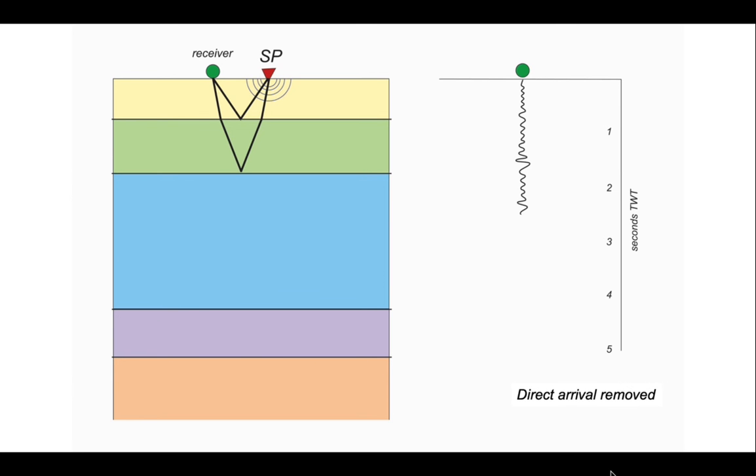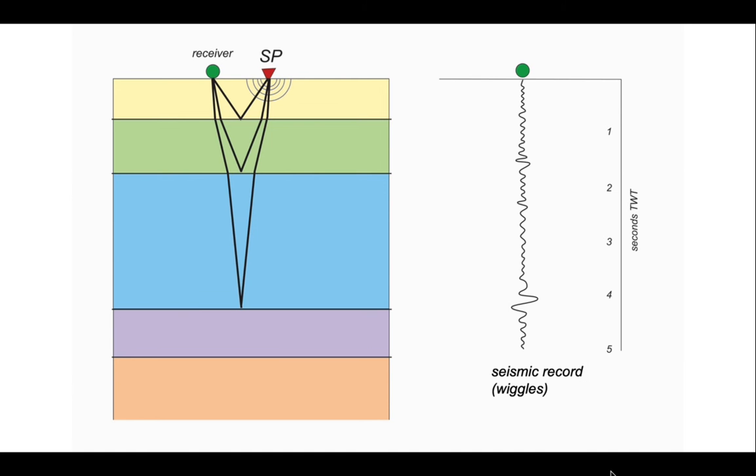As we keep going on in the record at the receiver, a bit later we receive another reflection on the diagram that's coming from the interface between the green and the blue packages of strata. And then another reflection somewhat later, about 4 seconds into our record, which has come from the interface between the blue and the mauve units. And then the record continues, presumably recording arrivals for seismic energy that's gone deeper into the Earth and then come back out again. So this is our seismic record.